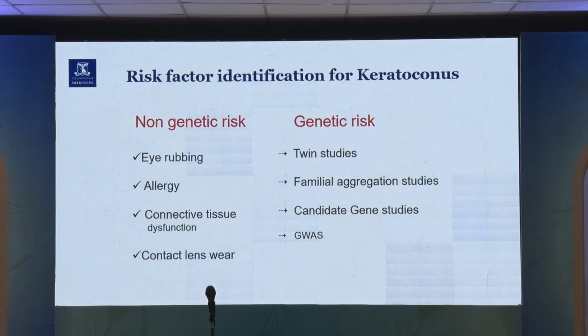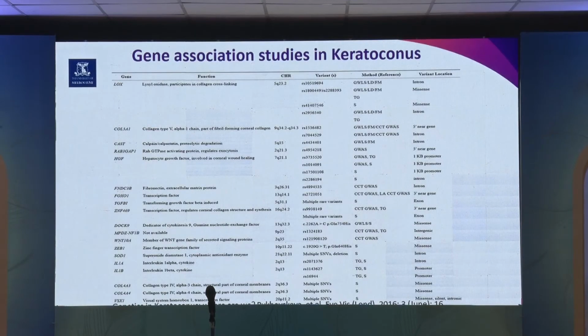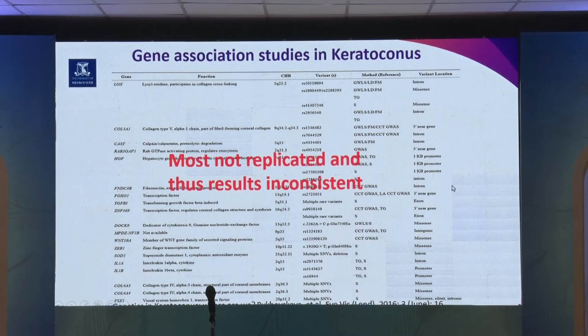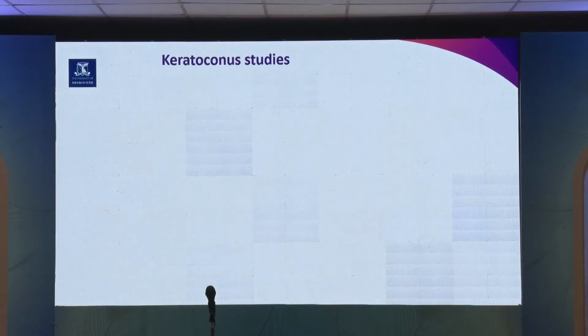In terms of non-genetic risk factors, you probably know, if you're in the area, that eye rubbing, allergy, connective tissue dysfunction and contact lens wear are important factors, but there are also genetic risk factors that have come from studies using twins, families, candidate gene studies, and genome-wide association studies. If we look at some gene associations that have been reported, you can see this great big long list here, but unfortunately most of these are not replicated and the results are fairly inconsistent, so it really doesn't give us a good handle on the genetic cause of keratoconus.